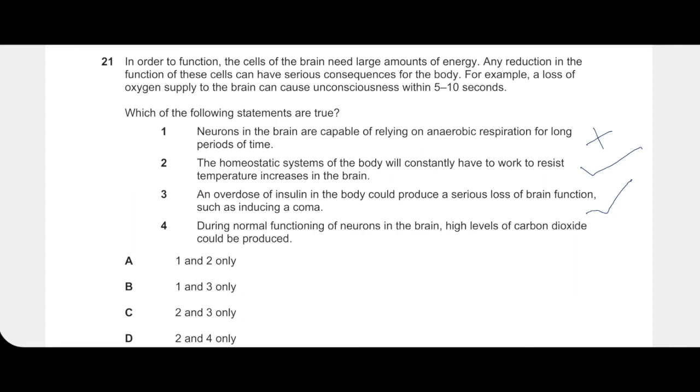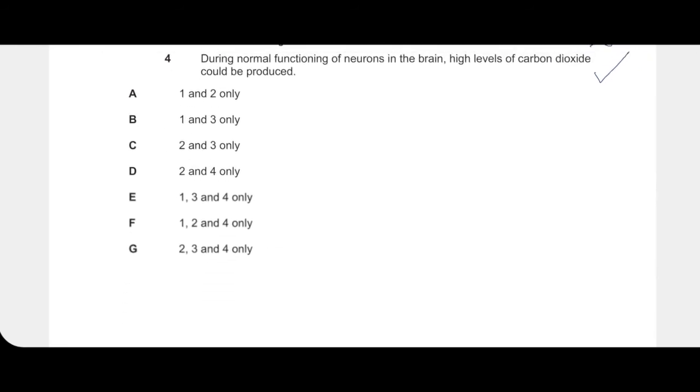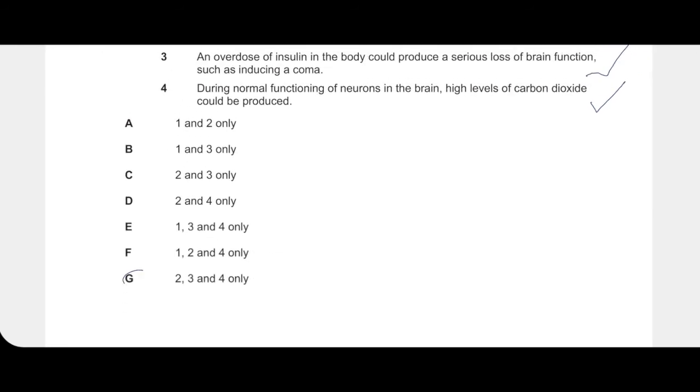Statement number 4, during a normal functioning of neurons in the brain, high levels of CO2 could be produced. That is true, because a product of aerobic respiration is carbon dioxide. And therefore, the answer to this question is G. That is question number 21 completed.